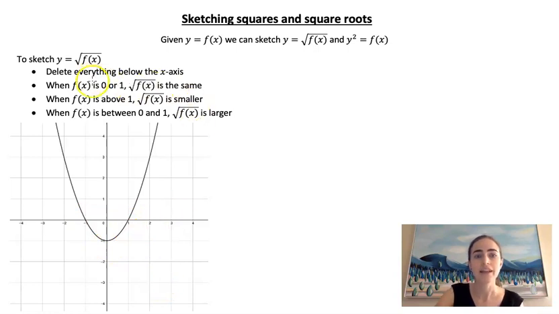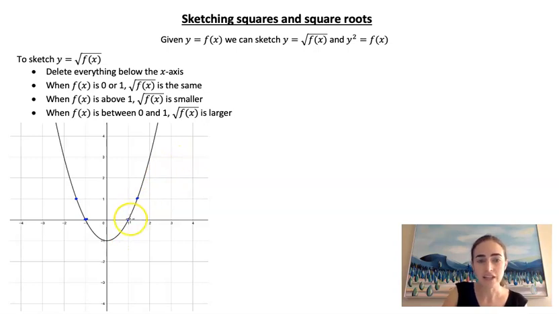All right, the next thing is when f of x, so our original function, is 0, our new function is going to be the same as well. So we know it's going to be at this point and this point. Our new function is going to pass through those as well. We also know that when it's at 1, it's going to have the same value. So it's going to pass through this point and this point. Okay, the next part is when it's above 1, the square root is smaller. So that means in this section up here, where the y value or the ordinate of our original function is greater than 1, then our new function is going to be below this graph.